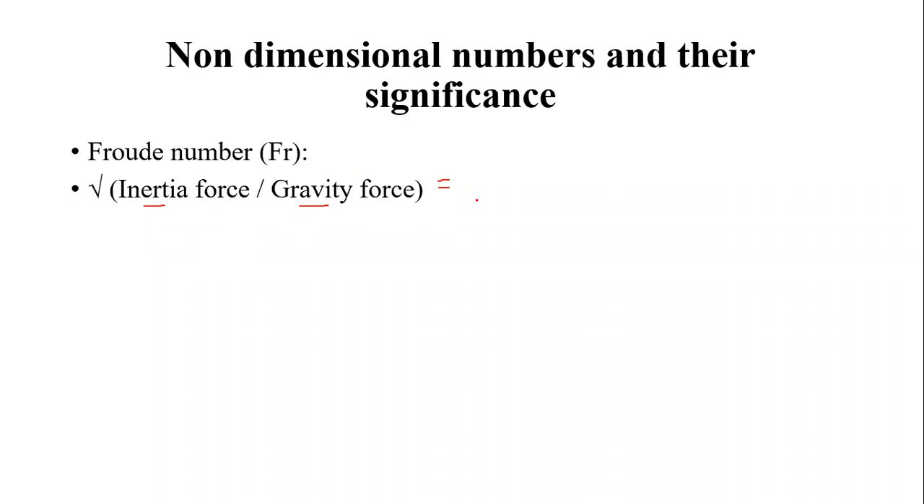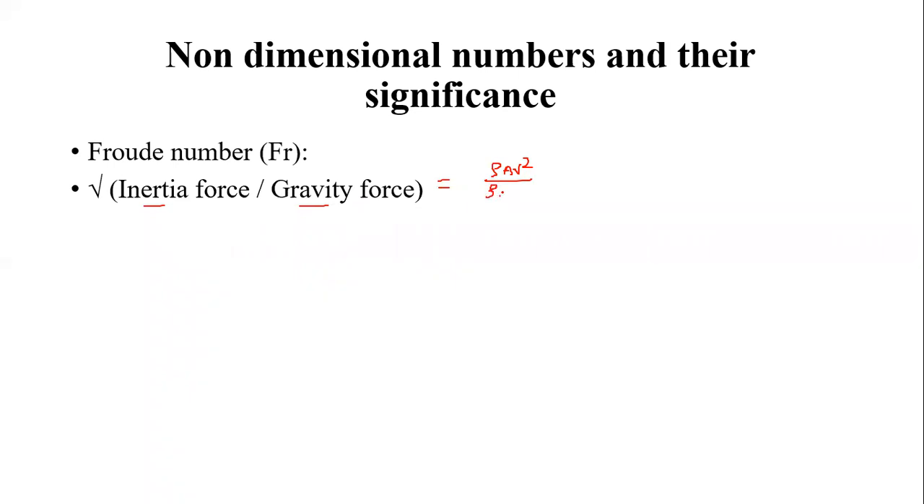So inertia force, once again, we know that is ρ v into d, just now we have written it. So directly I would like to go for ρ A v square, that is the inertia force, divided by the gravity force. Now gravity force is nothing but the force due to gravity, that is density into volume into g, isn't it? It is ρ times volume into g, density into volume.